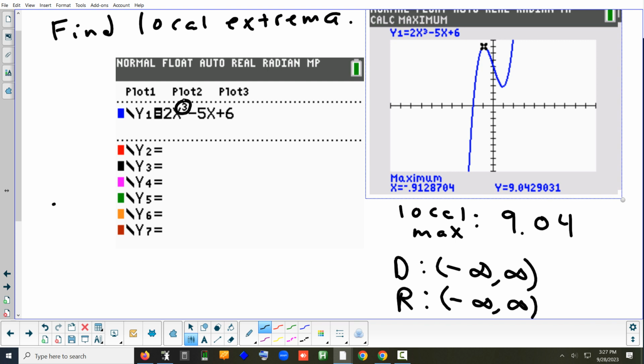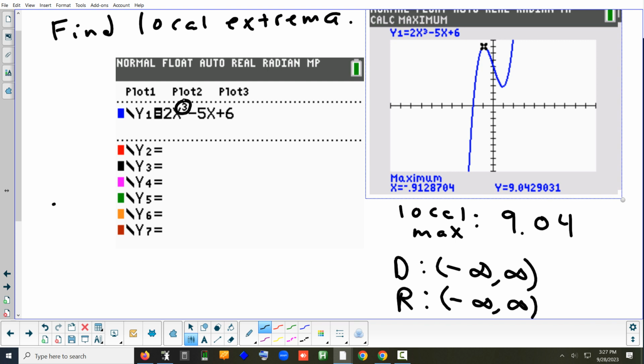Because it either goes all the way up and all the way down, or all the way down and all the way up. Right, it goes up and down forever, no matter which way you draw it. So it's always going to have all real numbers, and it's always connected. You never lift your pencil when you draw it. So the range is all real numbers.